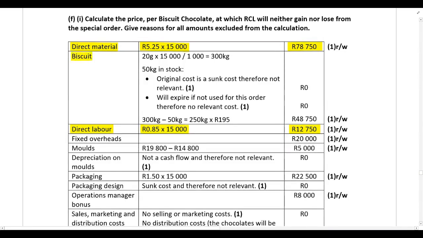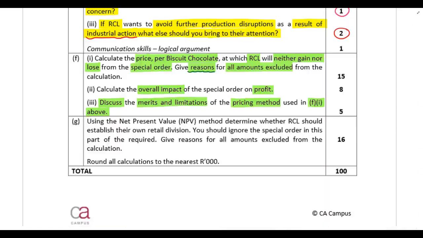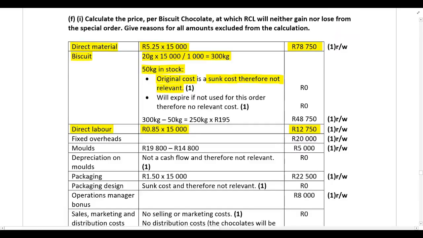All right, so for the biscuit, in total, they need 300 kilograms. 50 kilograms are sitting in stock. The original cost is a sunk cost and therefore not relevant. So guys, go back to the required. You need to give reasons for all amounts excluded from the calculation. So don't just leave this out. You must give reasons. You can see there's marks awarded here for giving reasons.